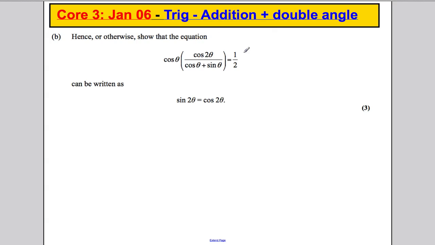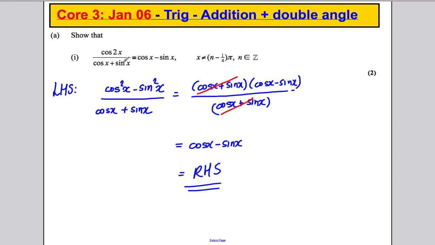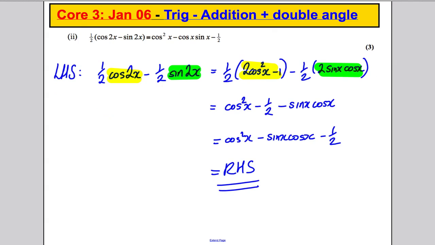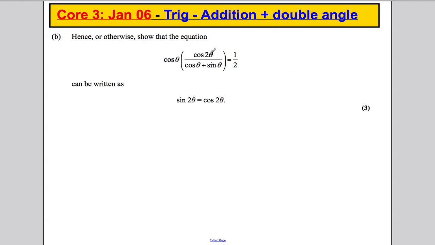Hence or otherwise, show that this equation can be written as the following. So here, we need to look back and see previous parts. Have we got anything that can help us with this? Well, we know that cos 2x over cos x plus sine x is equal to this here. So cos 2 theta over cos theta plus sine theta, I can rewrite that. So I can rewrite this.